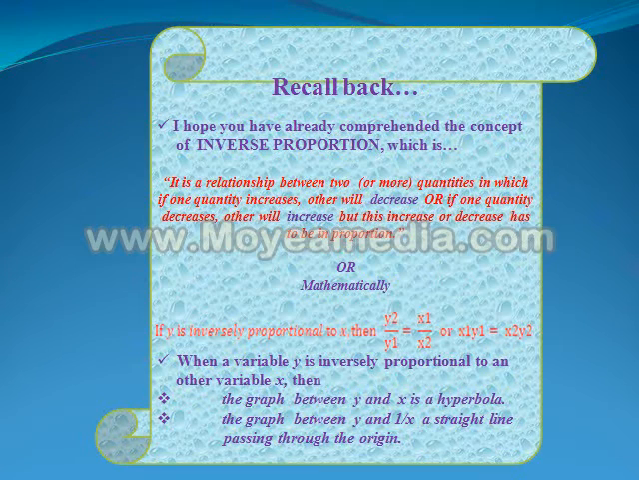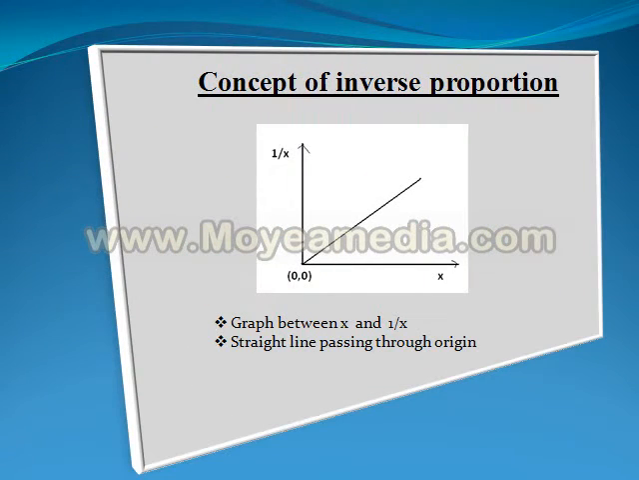Graphically, the graph between y and x is going to be a hyperbola, not a straight line, while the graph between y and 1 over x will be a straight line passing through the origin. Here I will show you those graphs also. Here is the first one. If you plot the value of x on the x-axis and the value of 1 over x on the y-axis, you will come up with the straight line passing through the origin always.